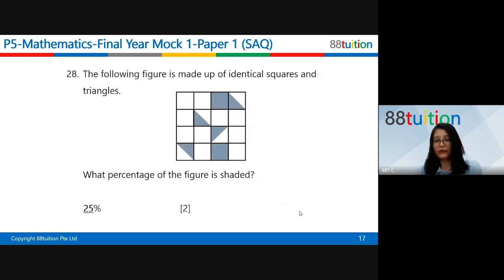What percentage of the figure is shaded? A lot of the time when they ask you what percentage of this, or to express it as a percentage, always come up with a fraction first. Then convert the fraction to a percentage by multiplying.